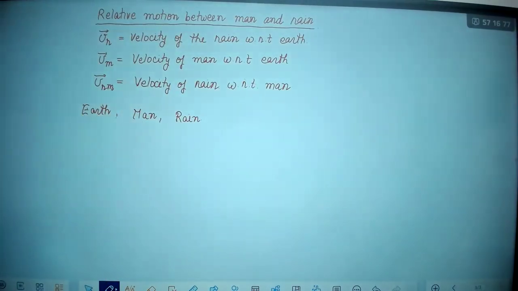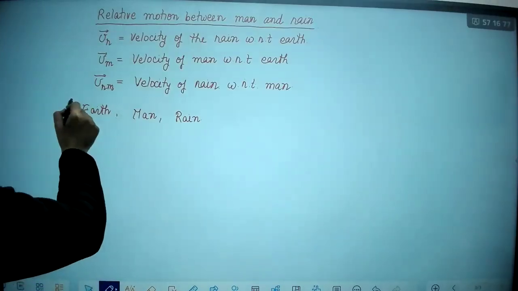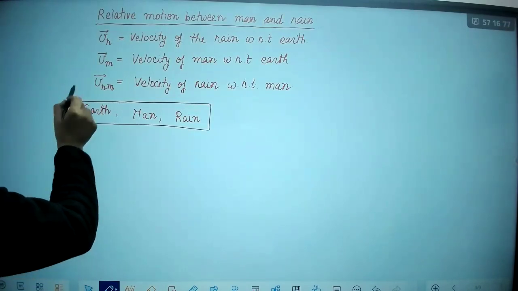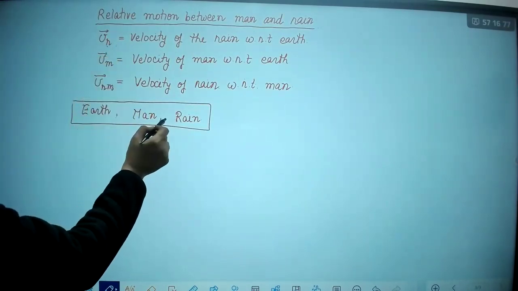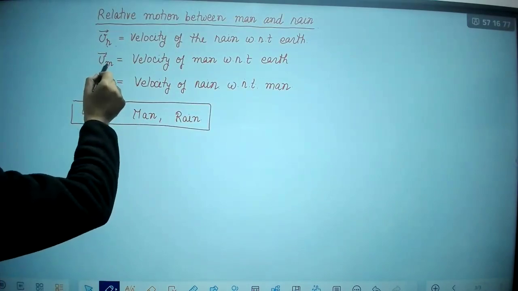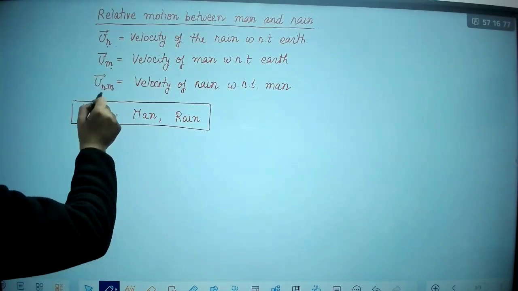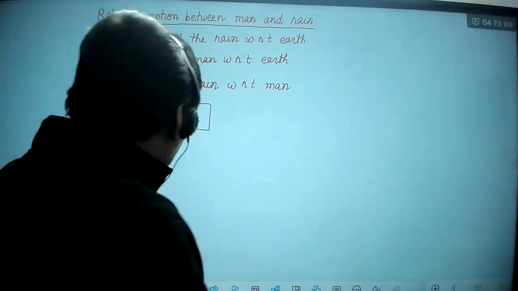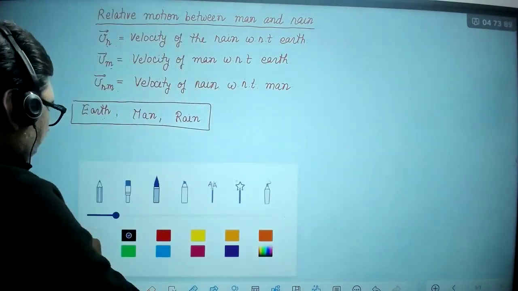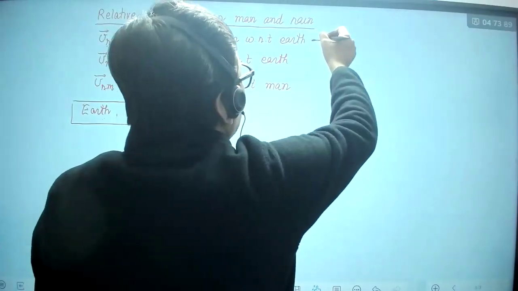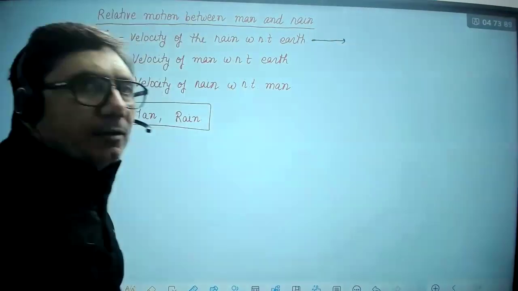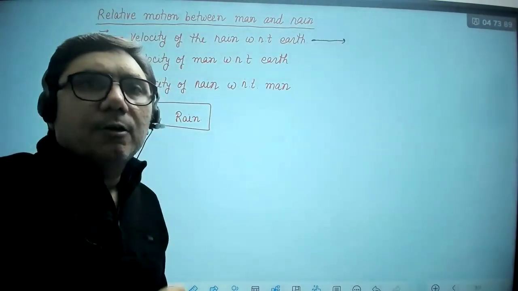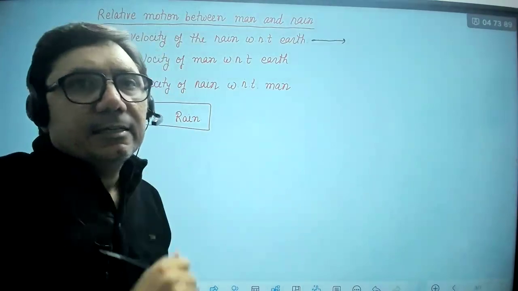ठीक है, Earth, Man and Rain, these three bodies are involved here. So when I'm writing VR, this is velocity of rain with respect to earth, VM velocity of man with respect to earth, VRM velocity of rain with respect to man. So what is the meaning of this? How will you decide what is the velocity of the rain with respect to earth? So velocity of rain with respect to earth will be observed by the observer when he is at rest.